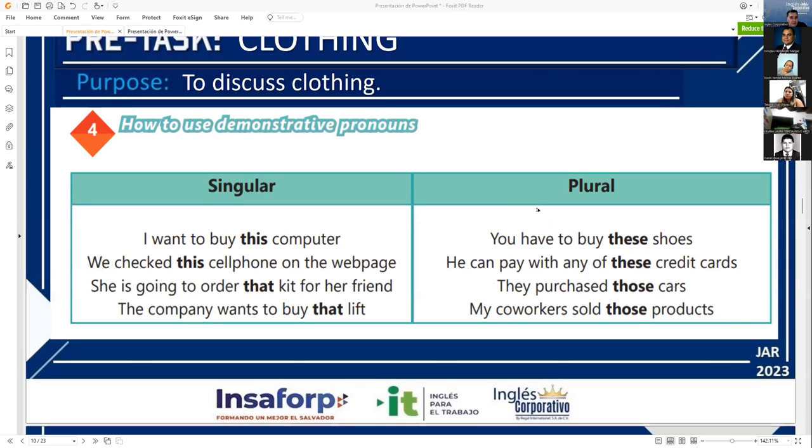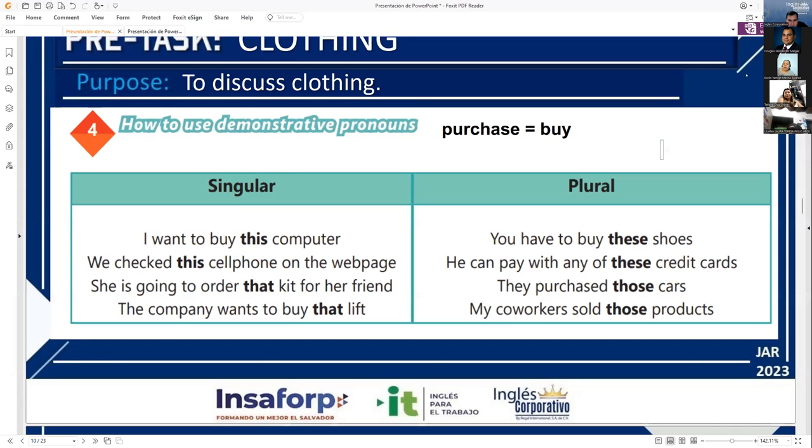Okay. Purchase is buy. So when you say purchase, it equals buy. And also a purchase is a buy, una compra. So you can say that, but normally a purchase: you buy something, that was a purchase. Then you have, you have to buy these shoes. He can pay with any of these credit cards. They purchase those cars. My coworker sold those products.